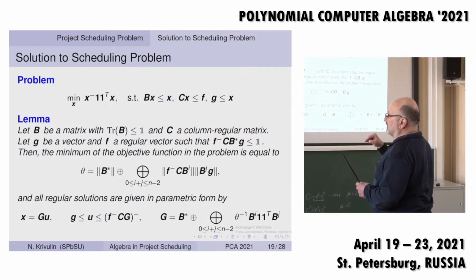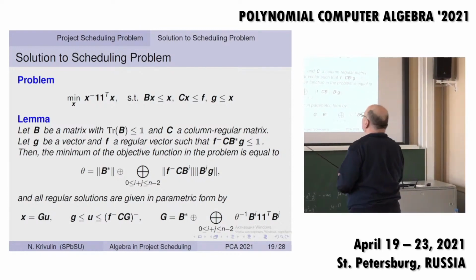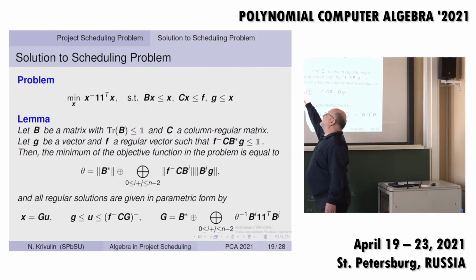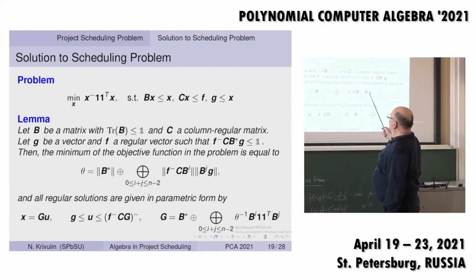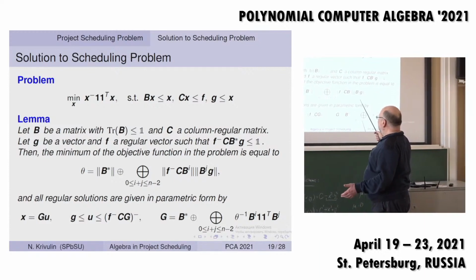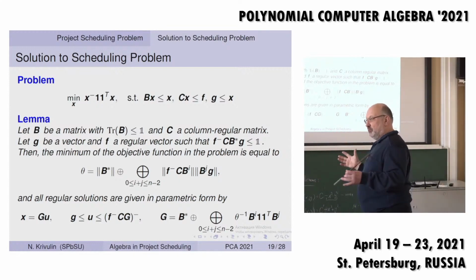If we apply the previous solution to our problem with a reduced objective function, we arrive at the solution in this form. As you can see, this solution looks easier than the previous solution of the general problem.